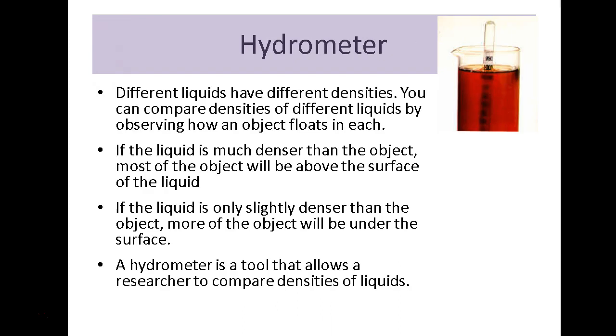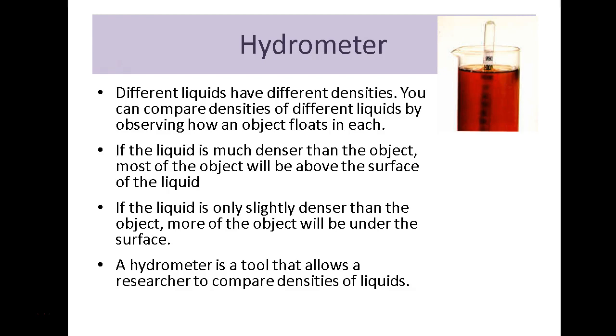To measure density in industry, for example, in the food and beverage industry, they use something known as a hydrometer. A hydrometer is simply an object that you place inside a liquid, and whether it sinks or floats, it determines how dense it is. It has some markings on there, and it tells you what the density is.